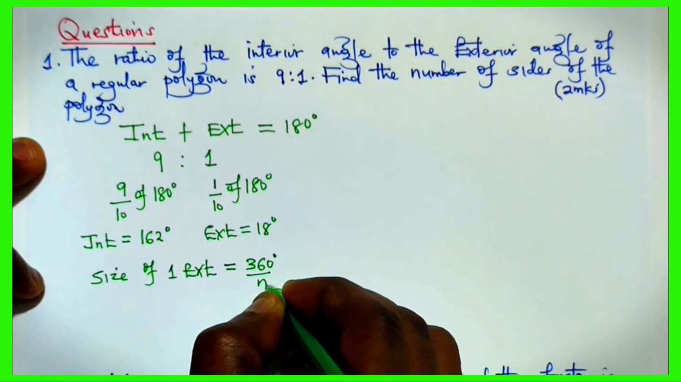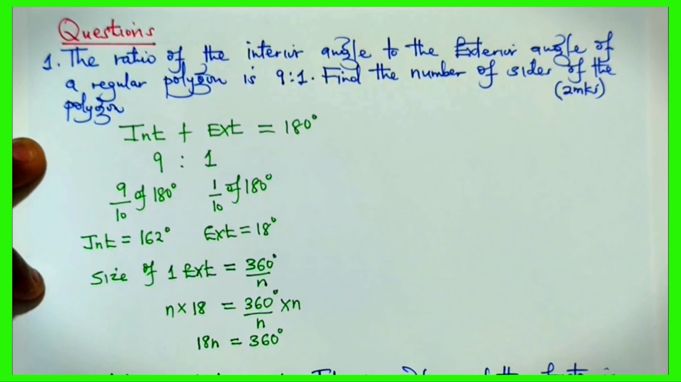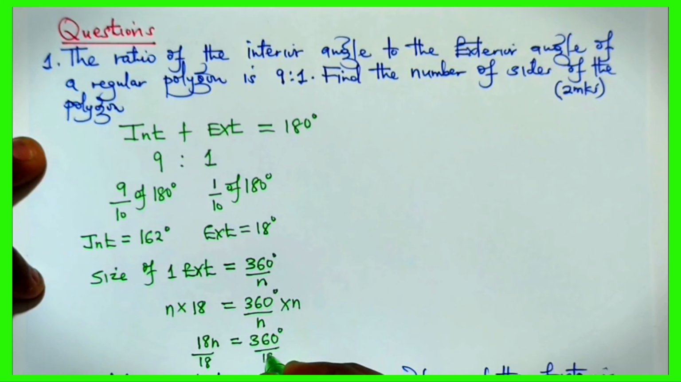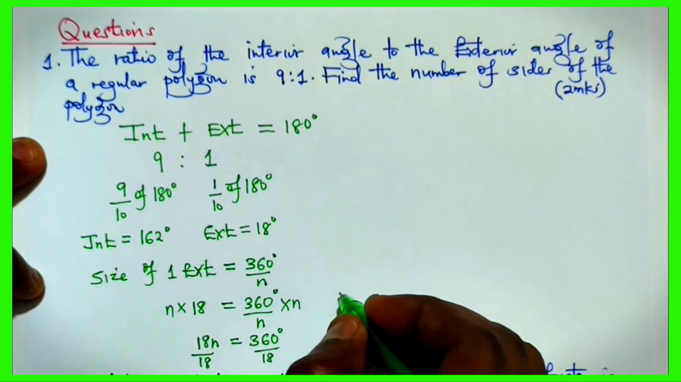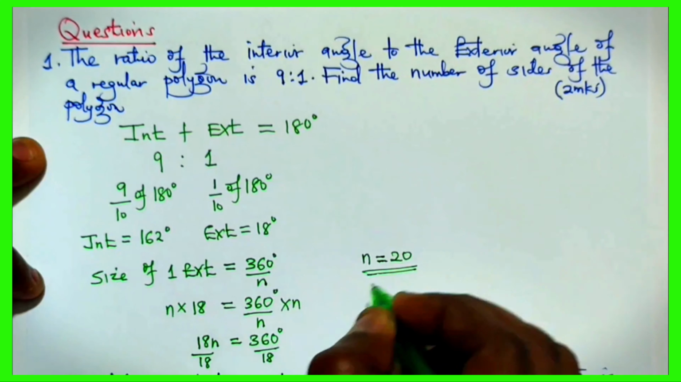So we're going to end up having 18n to be equal to 360 degrees. And then we divide both sides by 18 so that we get the value of n. So we're going to get here that the value of n will be equal to 20. And this is the solution.